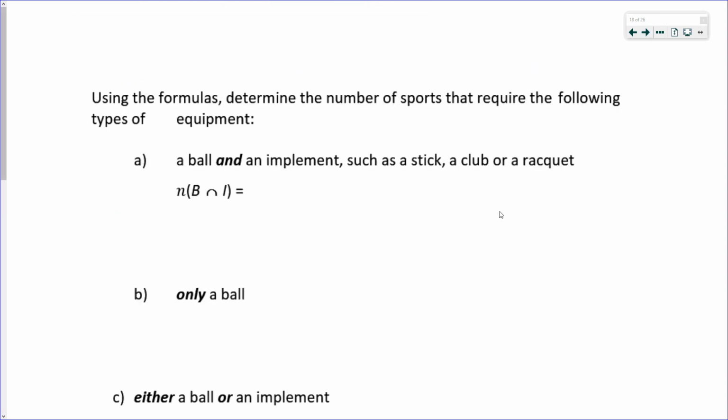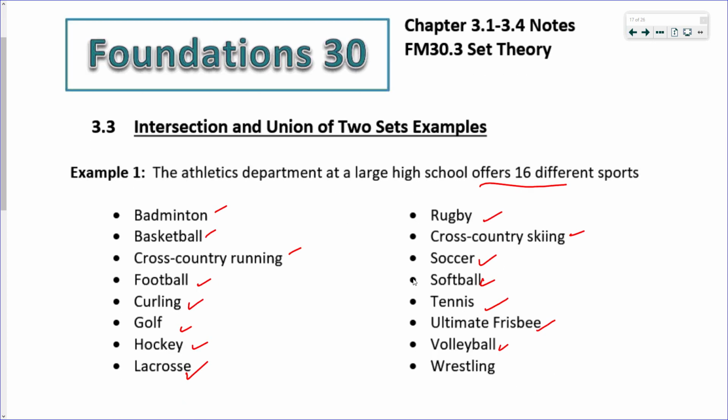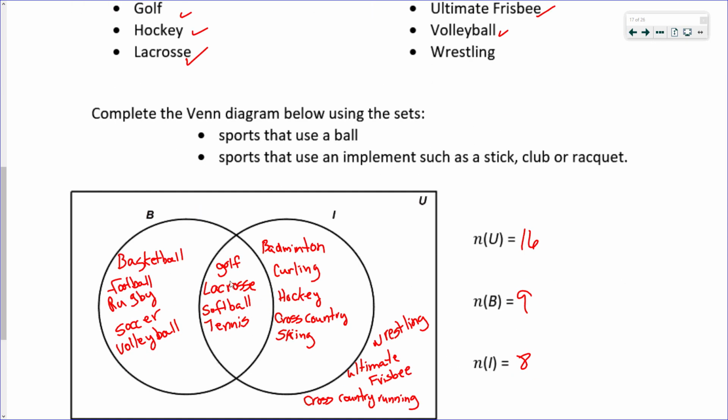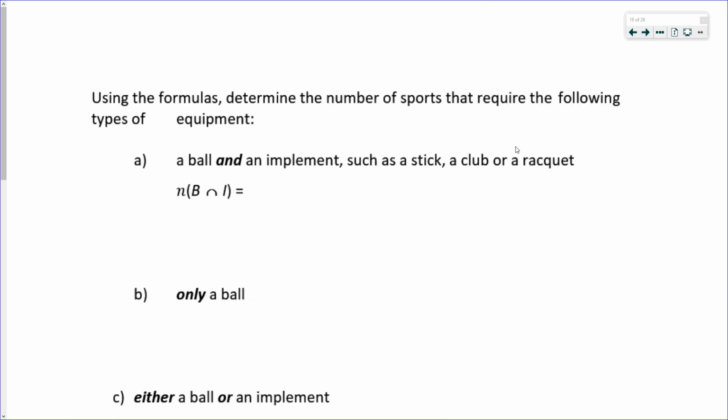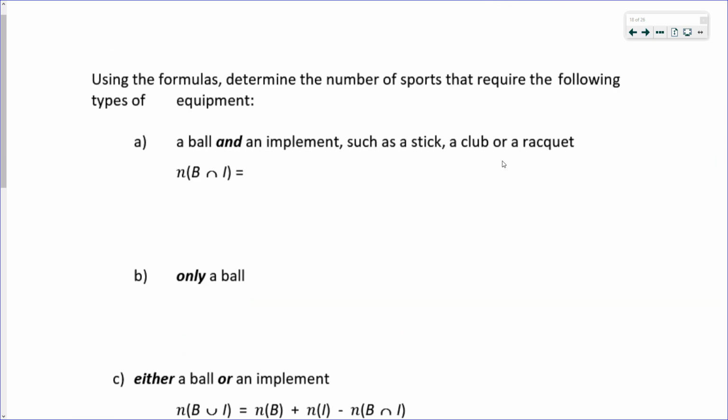So moving to the next page to answer these questions. So using the formulas to determine the number of sports that require the following types of equipment. So we have a ball and an implement, such as a stick, club, or racket. So that is the number in the intersection of B and I. So that's in the middle. So in the middle, we had 1, 2, 3, 4. So it's 4 there.